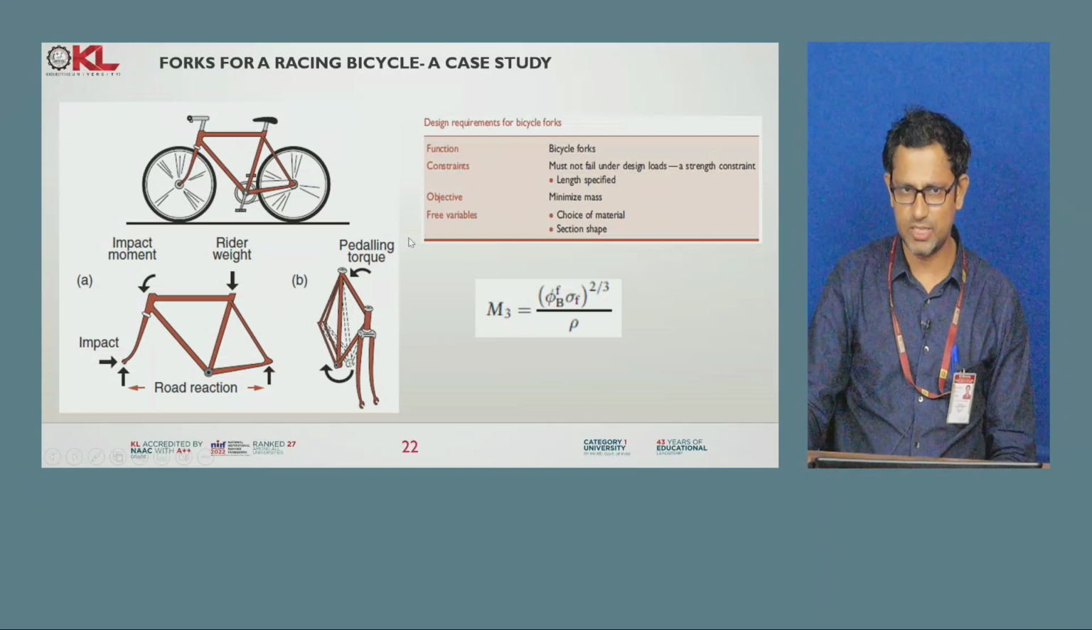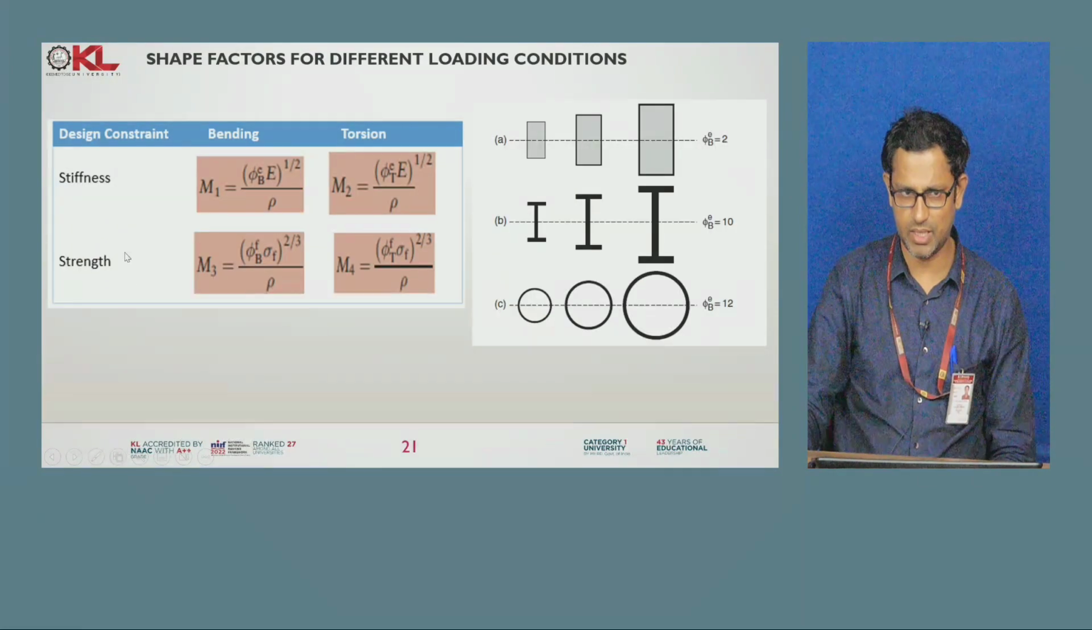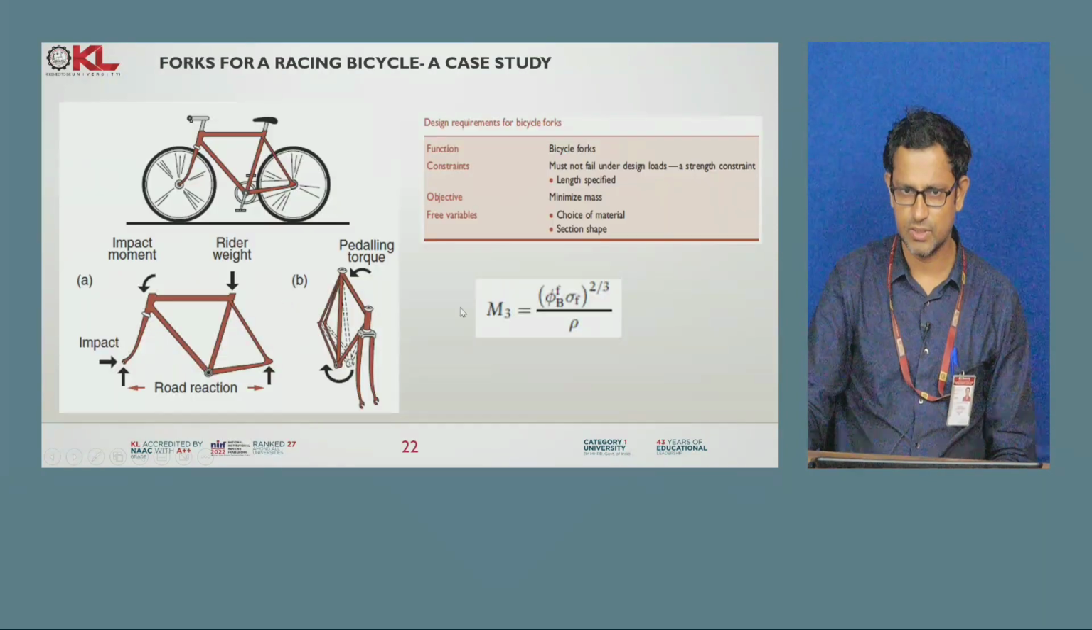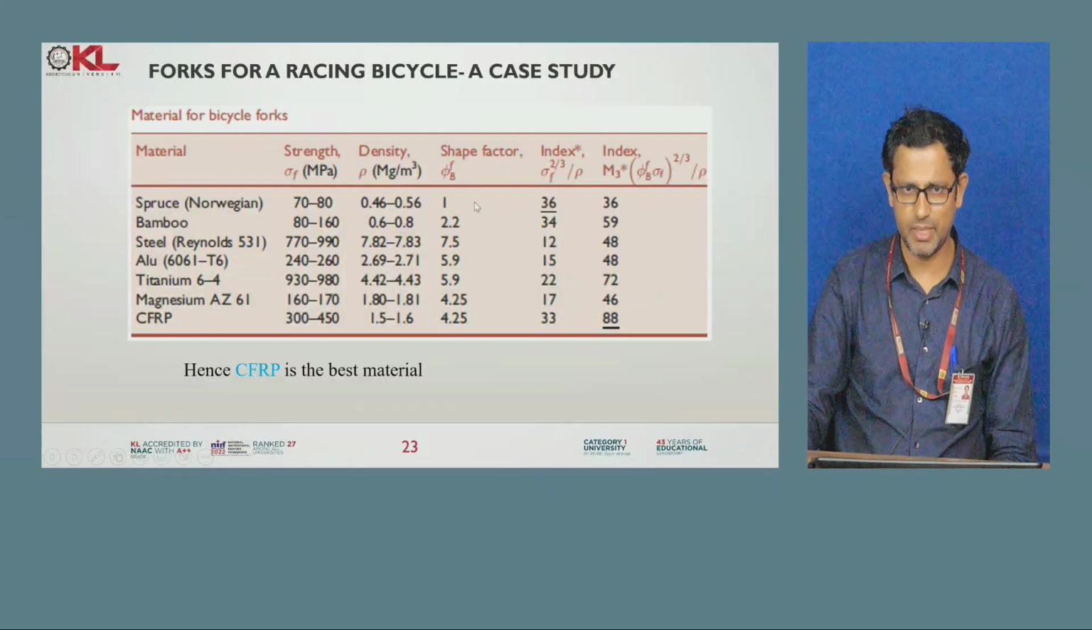In the previous session we have seen how to derive the material index. And in the previous slide, I told you M3. M3 means for a strength criterion in a bending load, this is the material index value. So the same value I have taken here. M3 indicates, with respect to the strength criterion for a bending load, this is the material index value. So based on this, I have to choose the material.